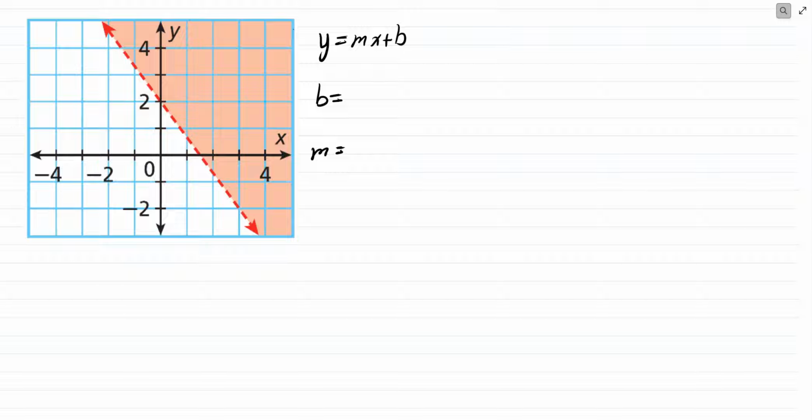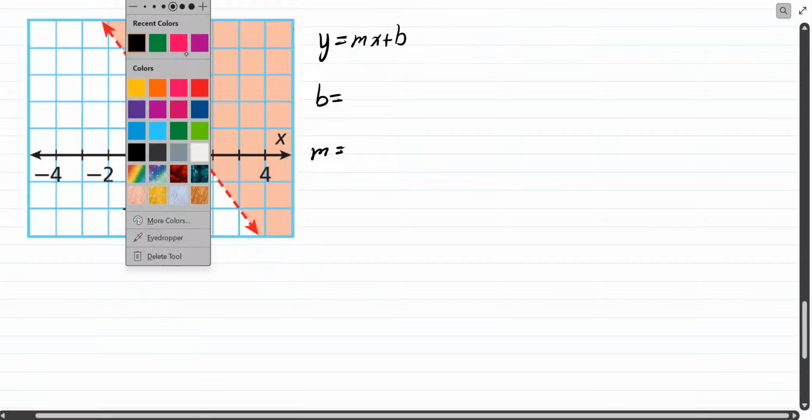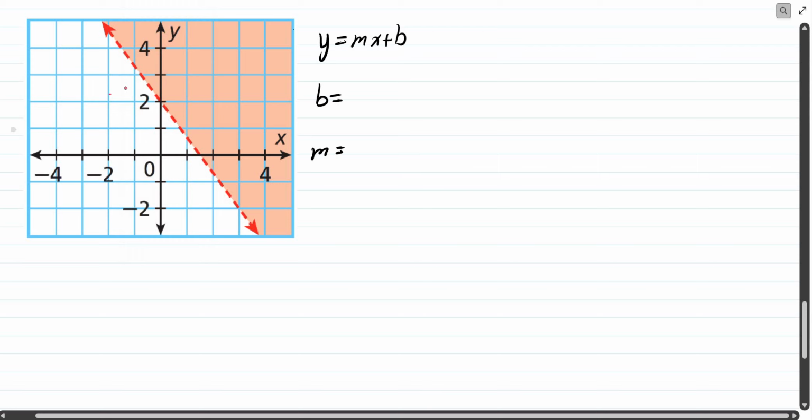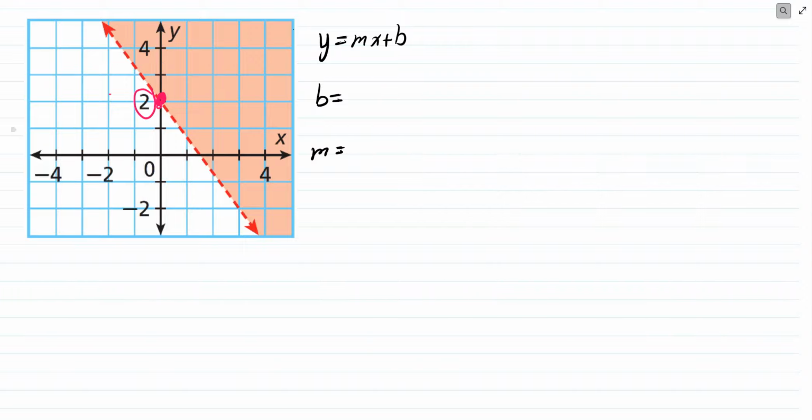About the y-axis, we said b is the y-intercept. Where does this graph exactly intersect the y-axis? Exactly at this point, and this point is 2. So we know that b equals 2. How about m? I can pick this point, which is (0, 2), and another accurate point. For example, this point is accurate, right?